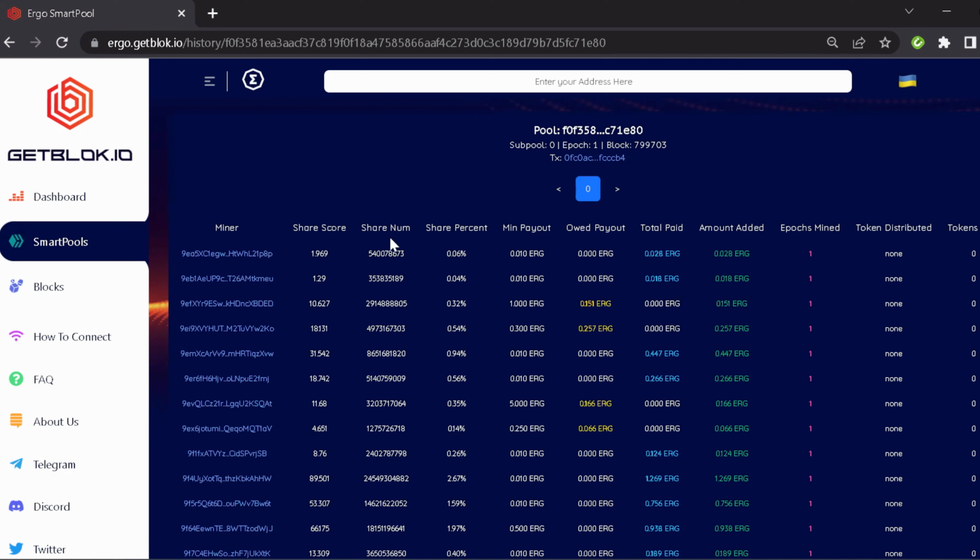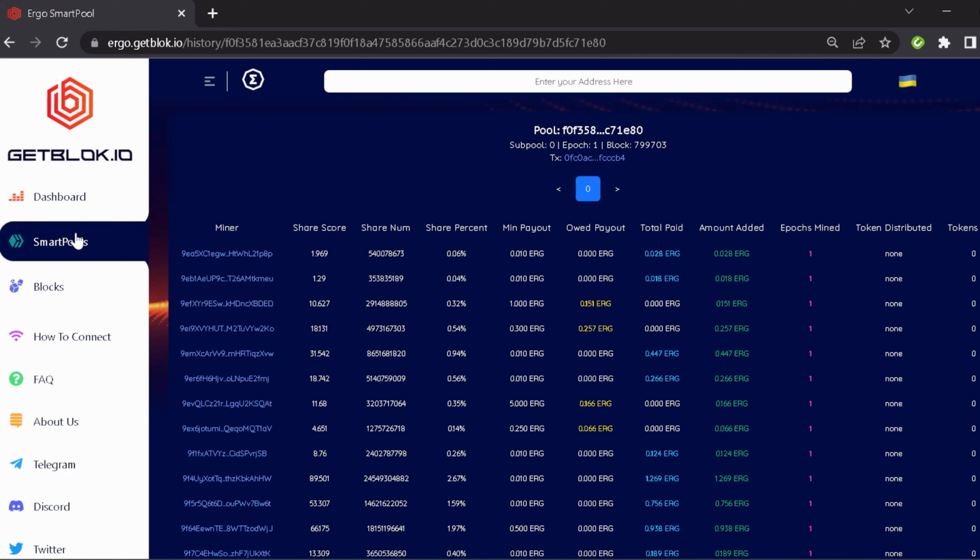Yep. So that gives you your true share numbers, the share percentage, the minimum payout, how much you're owed. What happens is a miner sets a minimum payout. That asset gets stored on the pool until we hit that minimum payout. So it shows you what's currently stored on the pool, the total paid, and then the amount that was added for that last block find. And if there were any tokens on that pool, say they were on a Neta pool or maybe ERGO pad, it would show the tokens that they received as well as how many tokens they received.